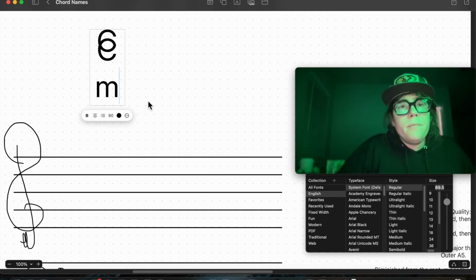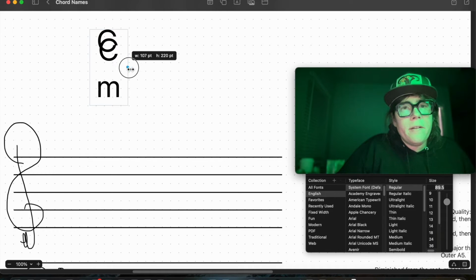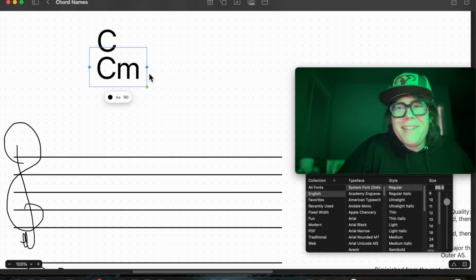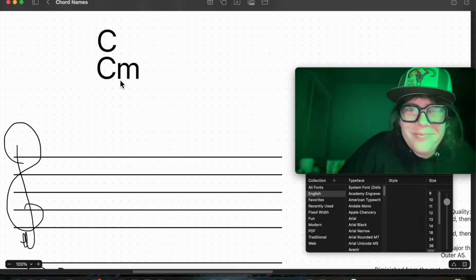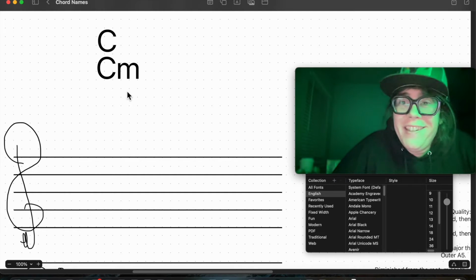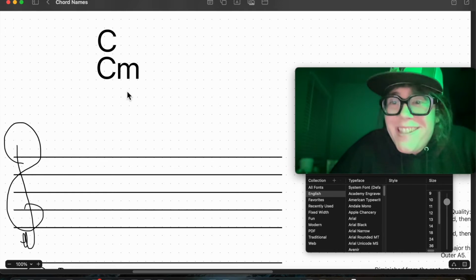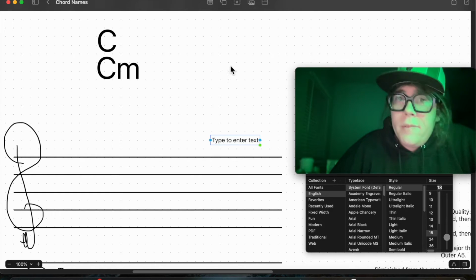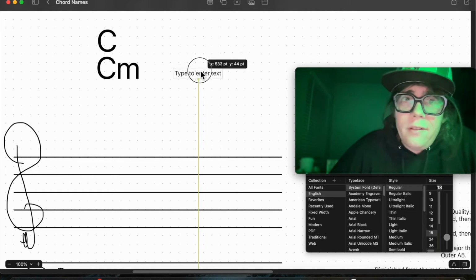This is, goodness gracious. This is, when you see the C and the M, they're saying C minor. What the heck is that? What? It's okay. I got you.